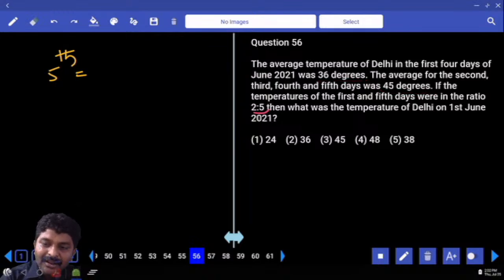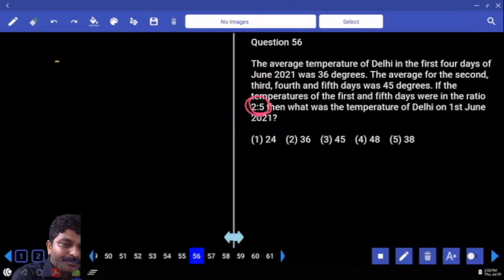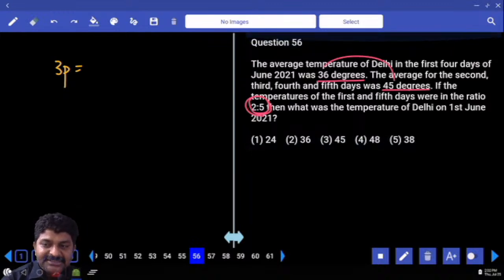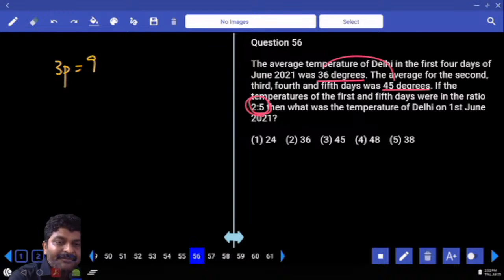And you know how many parts difference is that? That 3 parts difference is because of first day and fifth day only. This is 36 for how many days? 45 degrees is for how many days? Difference is 9 for how many days? 4 days. That means 3 parts is equal to 36. 3 how many times is 36? 12 times. What was asked is the first day. 2 parts, 2 times 12, 24.